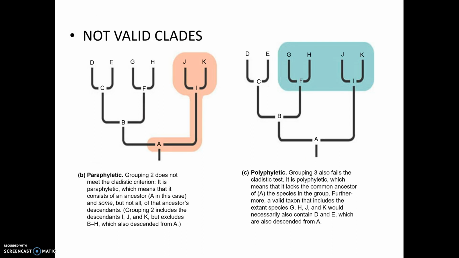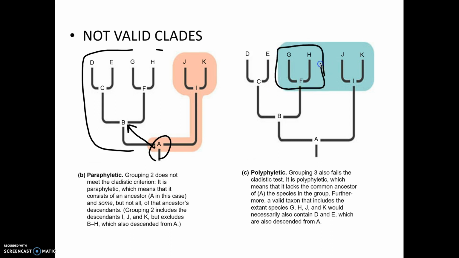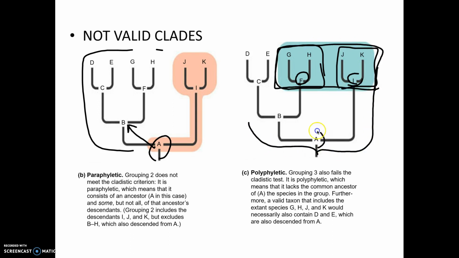If we look at the one on the left, we included A, but not everybody after A. We would need to also include this side. And this one on the right, again, if it was just this, that would be okay, F and everybody after, or I and everybody after. But as soon as you highlight all of this, you have to go back to the ancestor they share, which would be A, and then everybody after A.